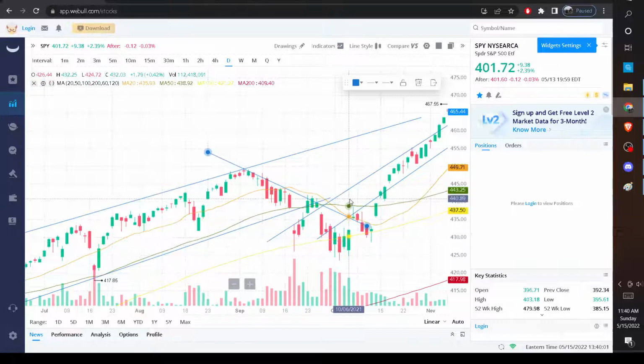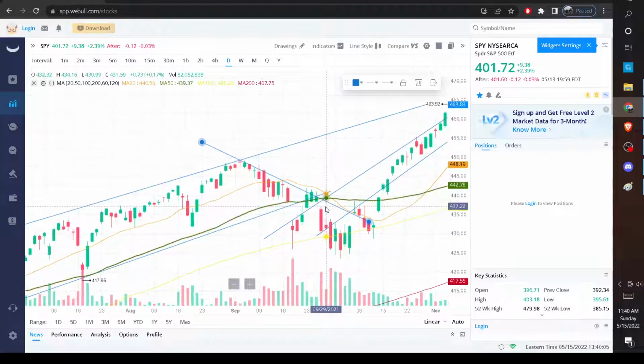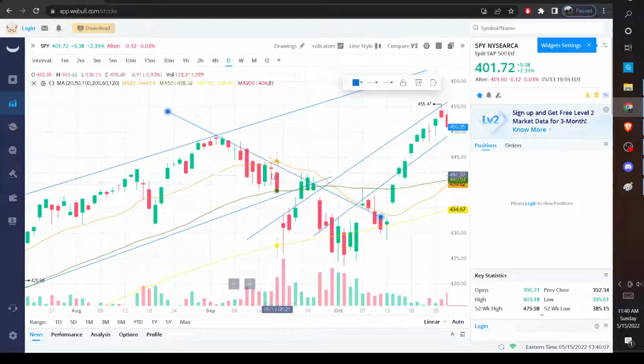When you see trends like this break down, they don't usually come back up right away. So that's something to pay attention to when you see these longer term trends breaking down. Now, let's get rid of that line right there.